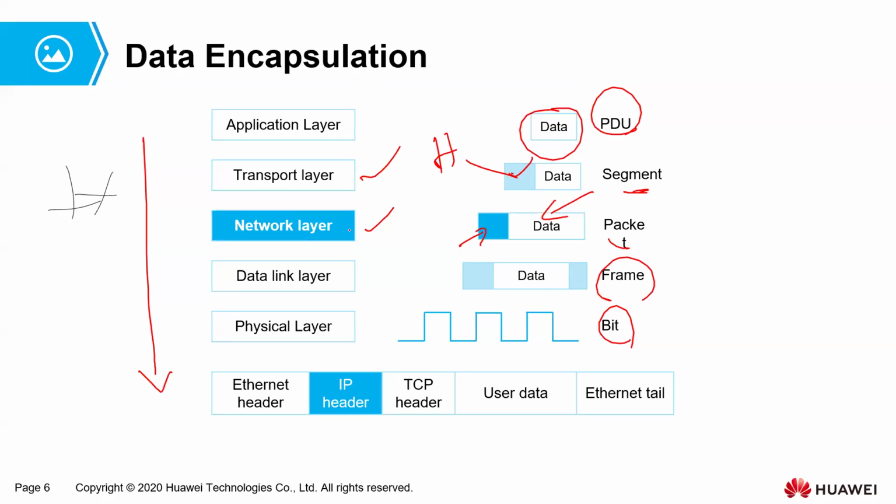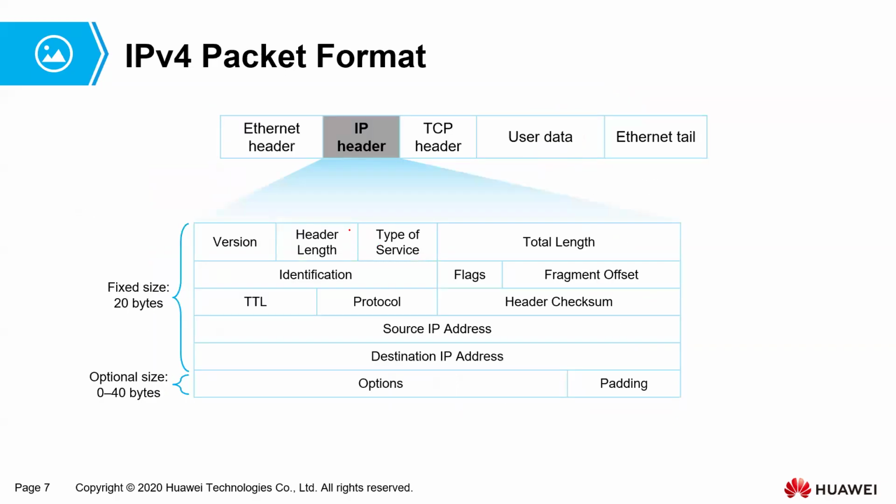Data will not just be data. A message will not just be a message. A message will be defined by which layer it is at any given moment. So data encapsulation is the process of adding headers and trailers. Then we have data de-encapsulation, which is the process of removing those headers and trailers.